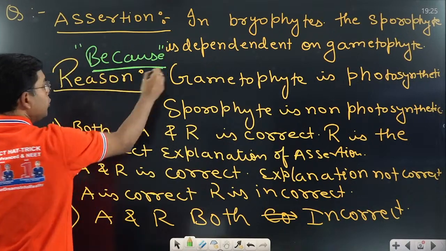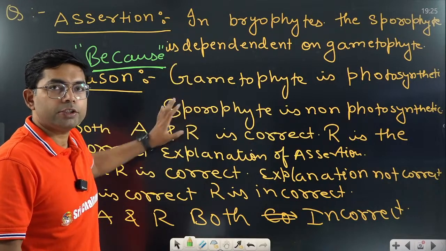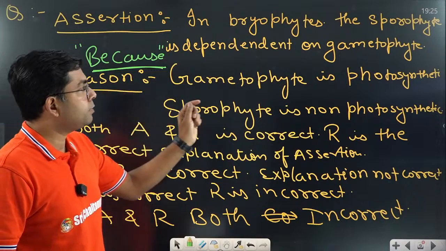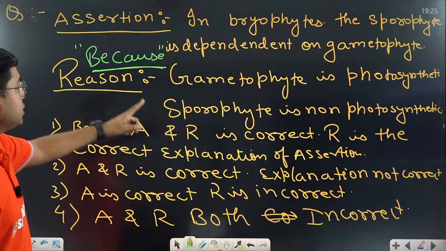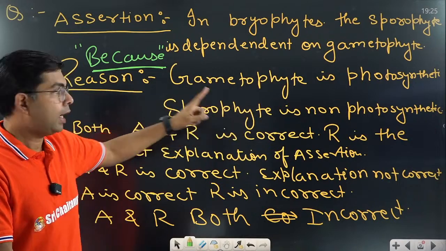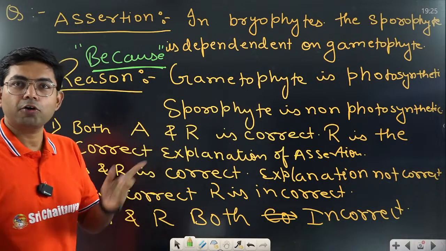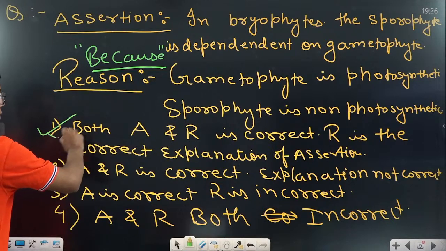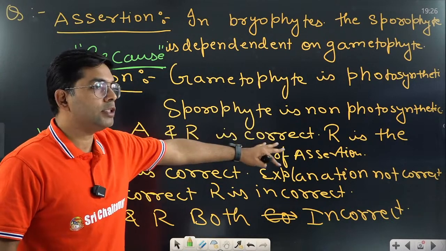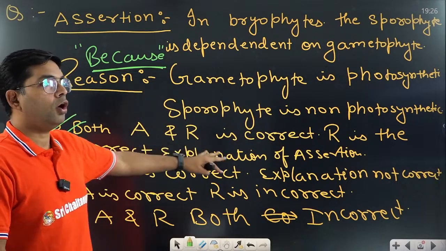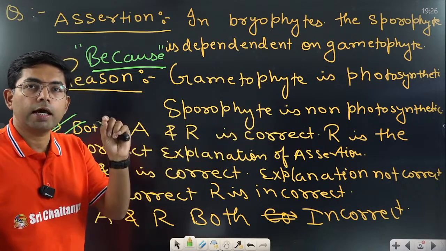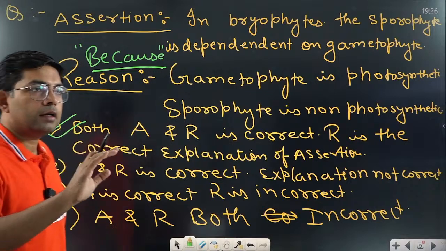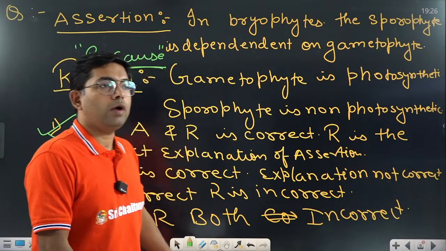If you connect them with because and you get your answer, then the explanation is also correct. For example, if I read it like this: in bryophyte, the sporophyte is dependent on gametophyte because gametophyte is photosynthetic and sporophyte is non-photosynthetic. So the explanation is also correct, isn't it? So yes, both assertion and reason are correct, and reason is the correct explanation of assertion. So that's great. Now most of you have given the correct answer, right? So 1 is the right answer.